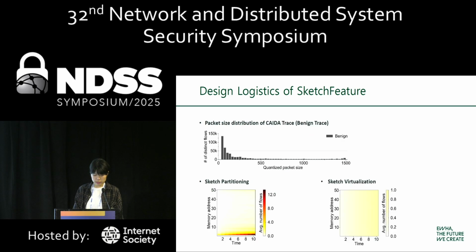So to validate this approach, we analyzed memory usage patterns under skewed feature distribution as shown in the upper figure. In the figure on the bottom left, sketch partitioning shows heavily populated bins indicated in red, suffering from extreme congestion, which makes it difficult to obtain accurate results. In contrast, sketch virtualization distributes data more evenly, leading to higher accuracy and efficient memory usage.